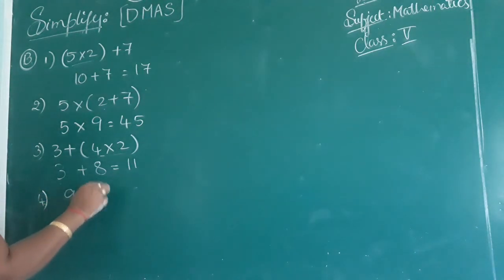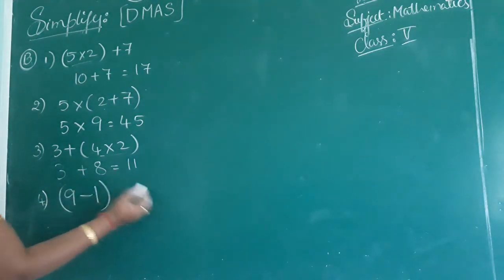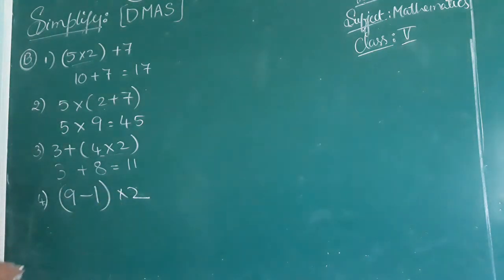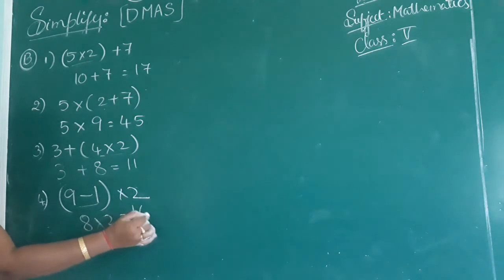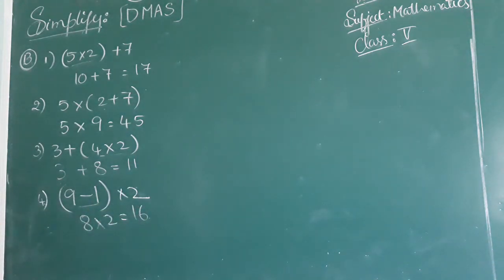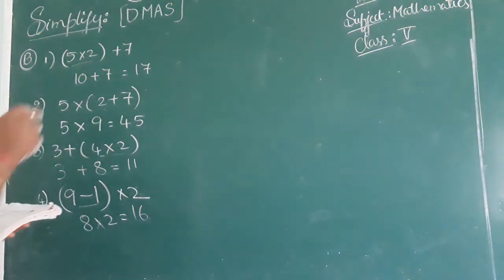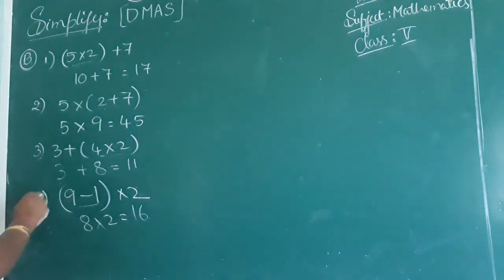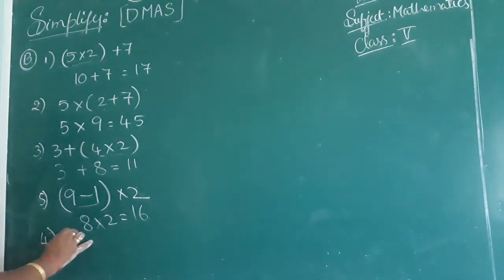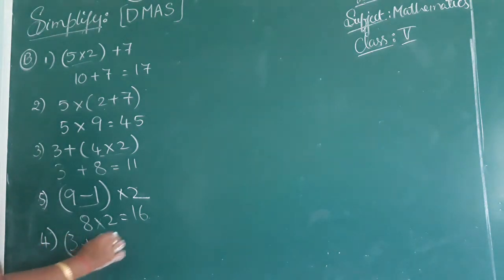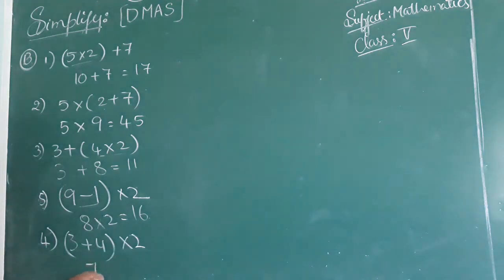See the fourth one. 9 minus 1 into 2. What is 9 minus 1, children? 8. 8 into 2, 8 twos are 16. See the next one. Fifth one. Oh, I didn't say fourth one, this is the fifth one. Fourth one now: 3 plus 4 into 2. What is 3 plus 4, children? 7. 7 into 2, 7 twos are 14.